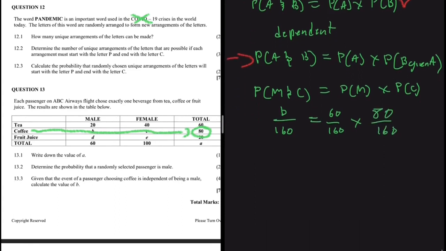So we're basically solving for B. So we're going to have B being equal to 60 divided by 160 multiplied by 80 divided by 160 multiplied by 160. We're multiplying by 160 on both sides so that we can find B. Yeah, so basically we're going to have B is equal to 30.